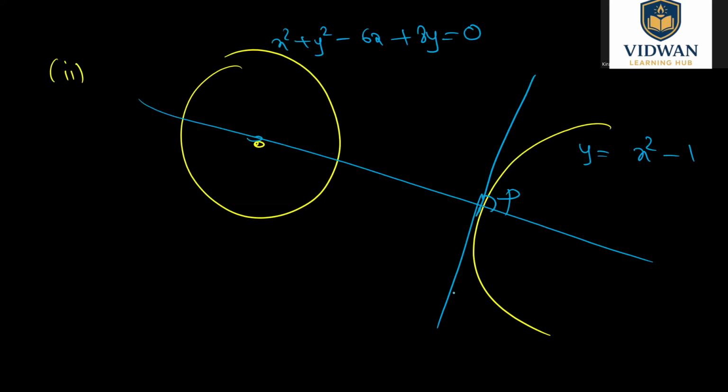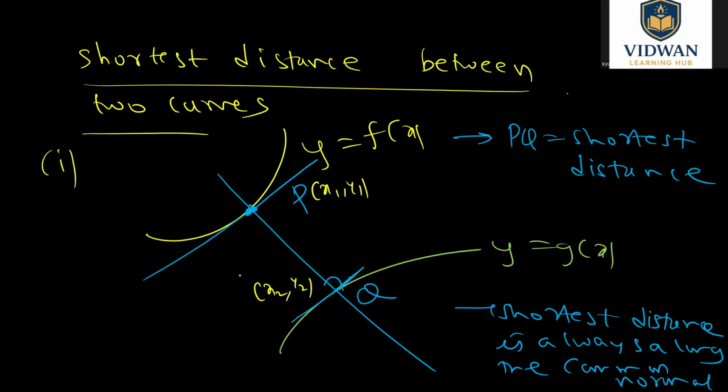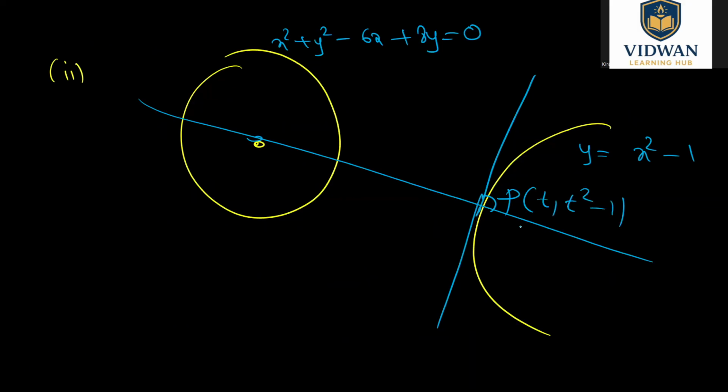If you have to find the shortest distance, you choose any random point P. How to choose it in parametric form? If you assume x as t, y will be t square minus 1. The number of variables is reduced. Earlier, I had to choose x1, y1, x2, y2, so 4 unknowns. But here, instead of 2 variables, I got only 1 variable for 1 point.